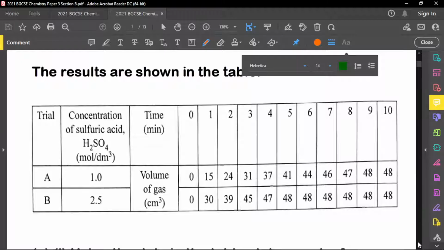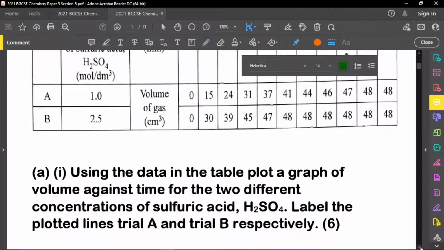Let's go into the part of the question now. Using the data in the table, plot a graph of volume against time for the 2 different concentrations of sulfuric acid, H2SO4. Label the plotted lines trial A and trial B respectively. And that's for 6 marks.